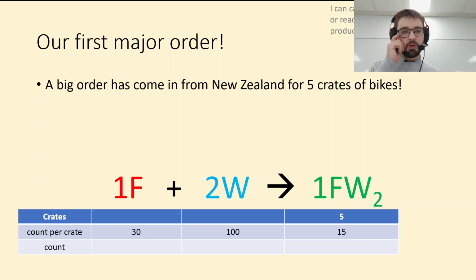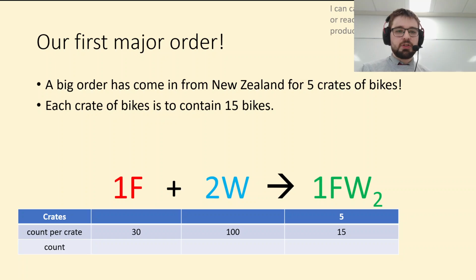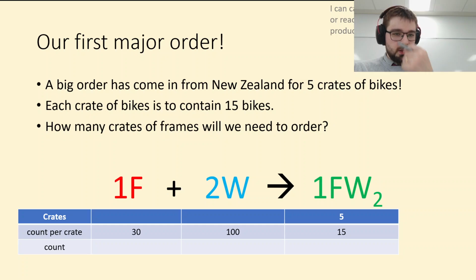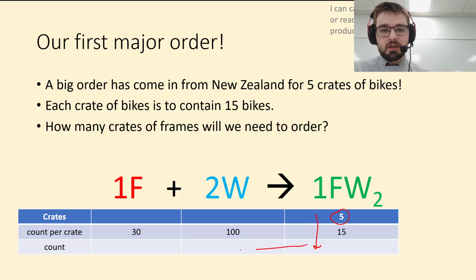Alright, so we've got a big order, and New Zealand wants to buy 5 crates of bikes to do with their tourism industry, I'm sure. So each crate of bikes has 15 bikes in it, and they want 5 crates. So how many crates of frames will we need to order? And you'll notice there's a trend with most of these questions in terms of the box that we've made. We usually get given a value up the top, and we're going to need to go down, across, and then up. And that basically is what we're going to see for any possible stoichiometry.